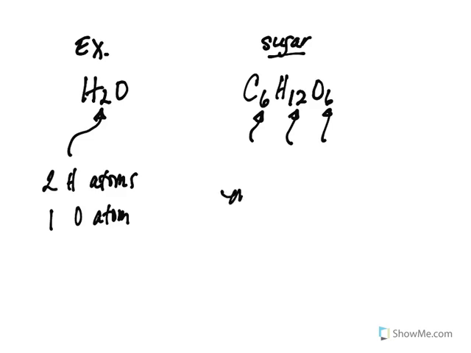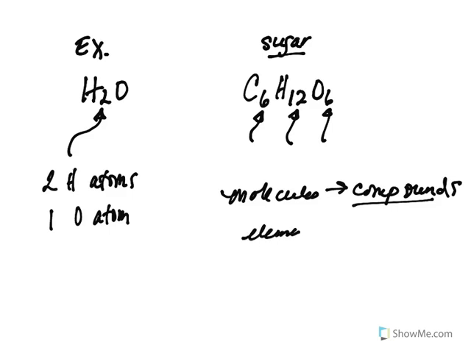Now these are examples of compound molecules, because they are composed of elements that are different. So these molecules are compounds because the atoms that are contained in them are all different. We have carbons, we have hydrogens, we have oxygens. We can also have covalent bonds with certain elements.